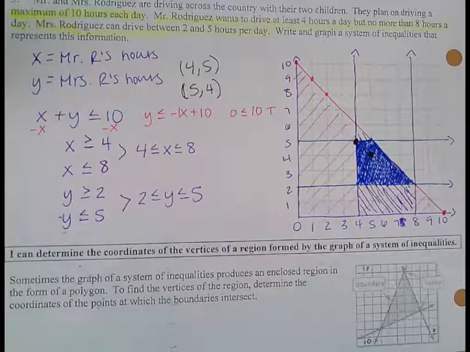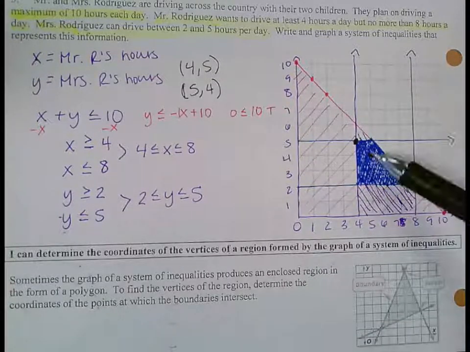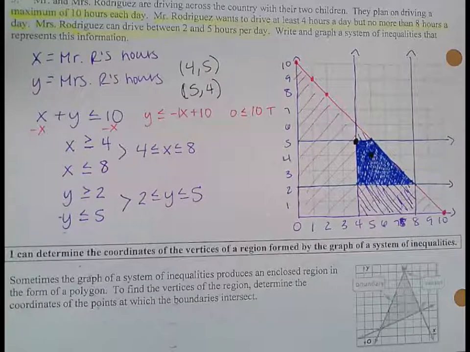Allie? Is there a specific answer, or can it be just any of the points in that area? Any of the points in that area, yeah. And that's with any system of inequalities, you'll never just have one answer. You'll always have a bunch of answers that are in that shaded region. All right, other questions?